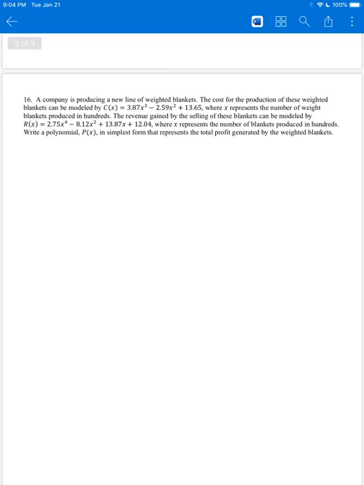And the last question on here. So a company is producing a new line of weighted blankets. The cost for the production of the weighted blankets is C of x. x represents the number of weighted blankets produced in hundreds. And then the revenue is R of x. And x, again, is the number of blankets produced in hundreds. Write a polynomial P of x that represents the total profit generated by the blanket. So it doesn't say it, it should, but you can assume in this case, just because I'm telling you right now, that in P of x, x is also in hundreds. So you don't have to worry about any of that conversion stuff.